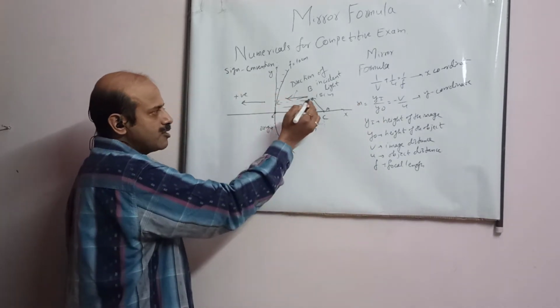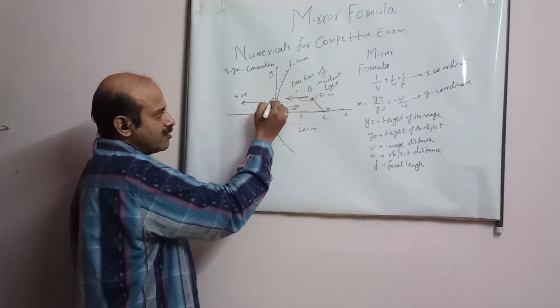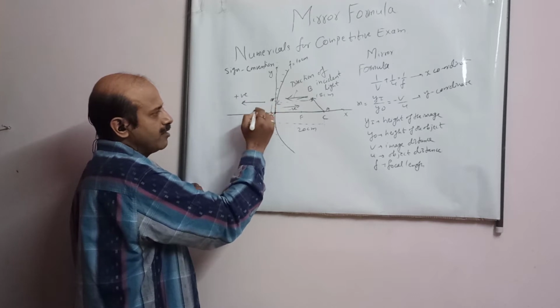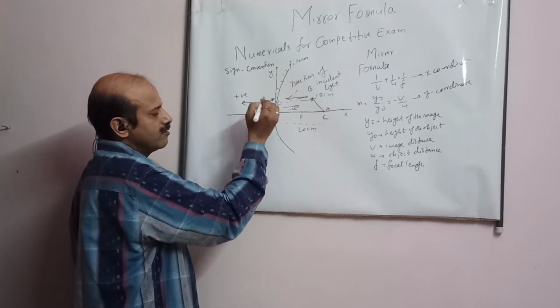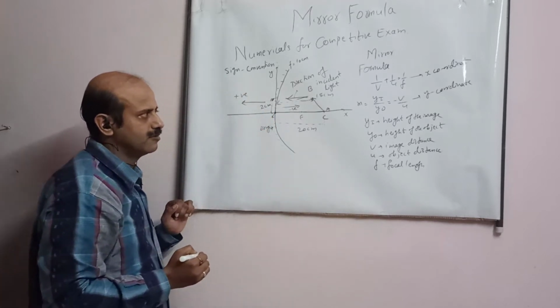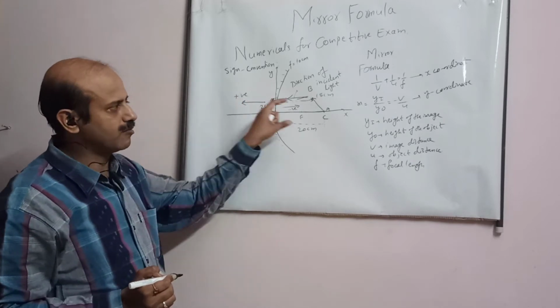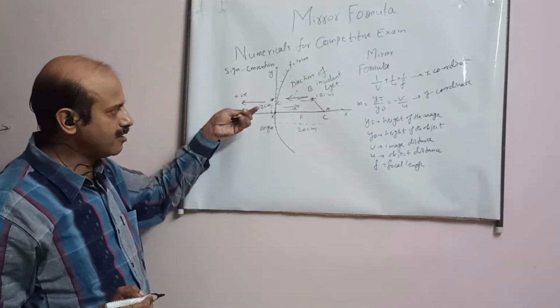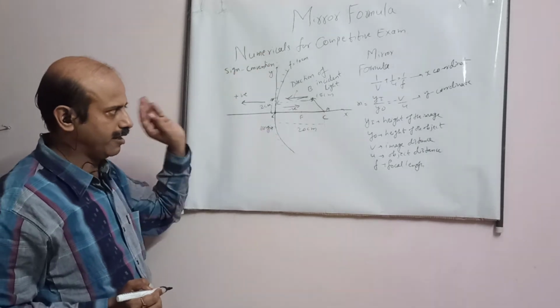One more data is required, student. Say this object is at a height of 2 centimeter. Okay, student, the height of the object yo is 2 centimeter. Sign convention: above plus, below negative.